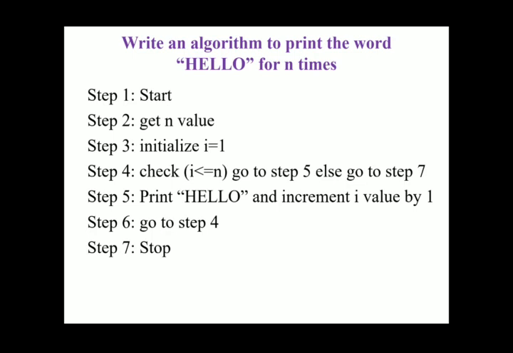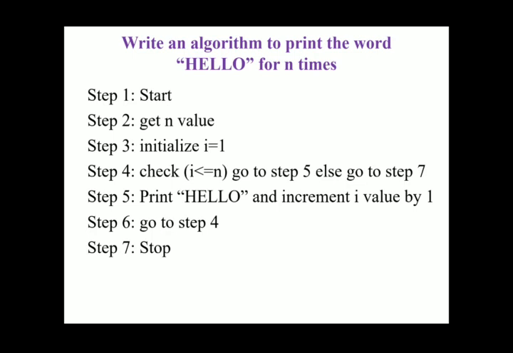So the condition gets repeated with the value of I as 2. So 2 less than or equal to 3. Now the condition becomes true and steps 5 and 6 get repeated. And when I becomes 4, the condition becomes false. So it automatically goes to step 7 to terminate the algorithm.